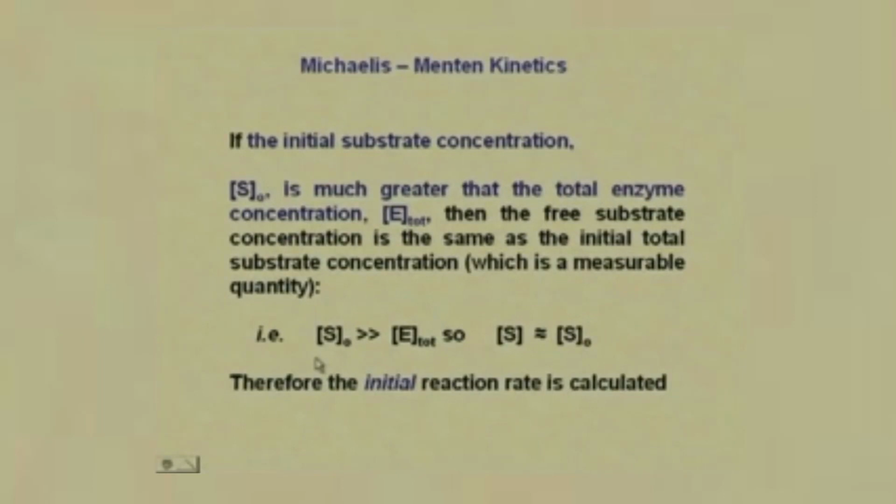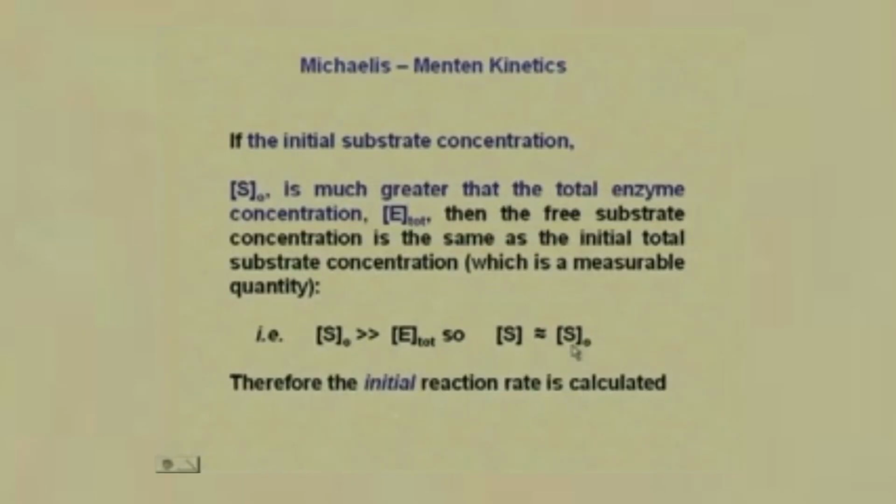Now, for certain reactions in Michaelis-Menten, there is another consideration that is made, where we consider that the substrate concentration is very high. If the initial concentration of the substrate is much greater than the total enzyme concentration, then there are certain assumptions that we can make, where we can consider the free substrate concentration to be approximately equal to the initial concentration that we started off with.